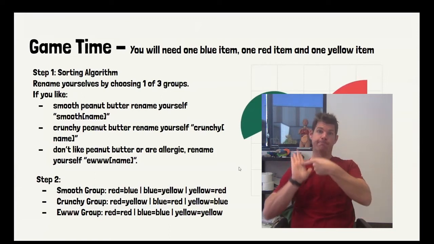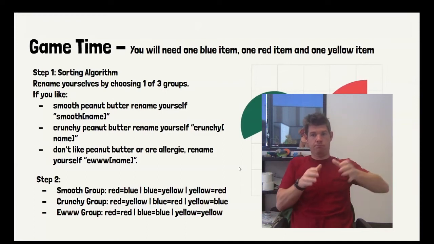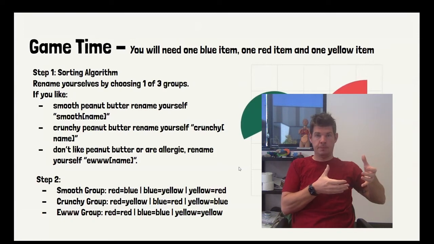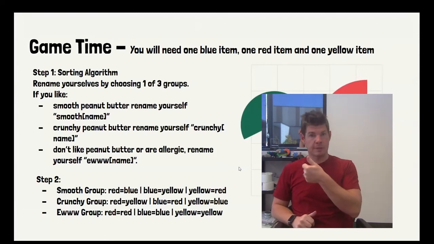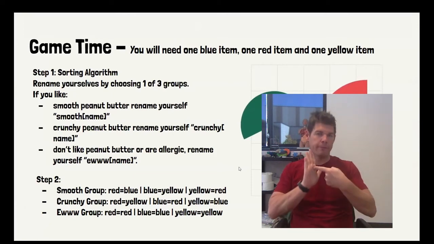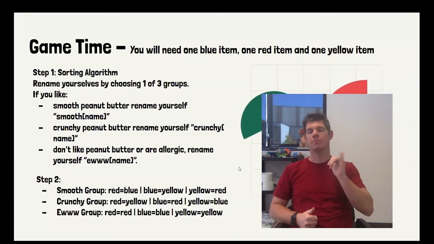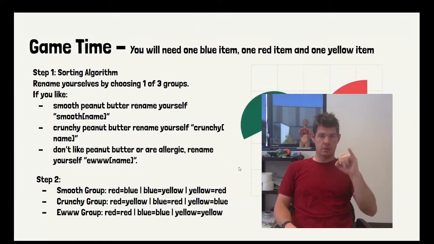When you click on that, one of the options that drops down is that you can rename yourself. So I'm going to do that right now, and I'm going to rename myself Smooth Joel. Okay? So now my name is Smooth Joel. That means I am going to be in group number 1.